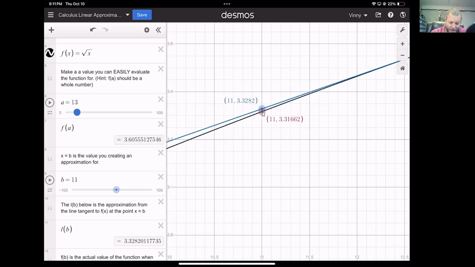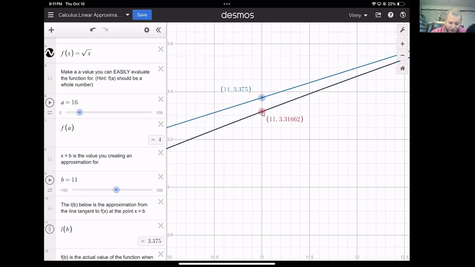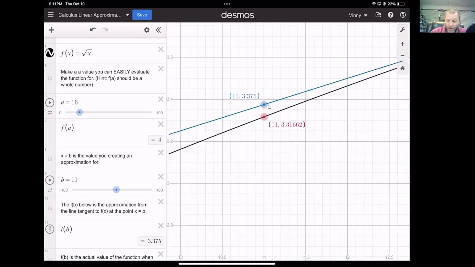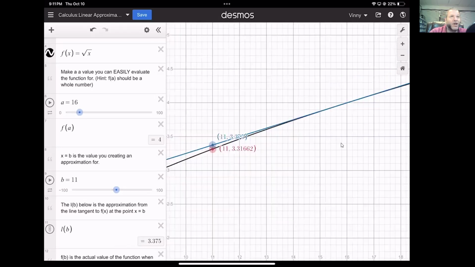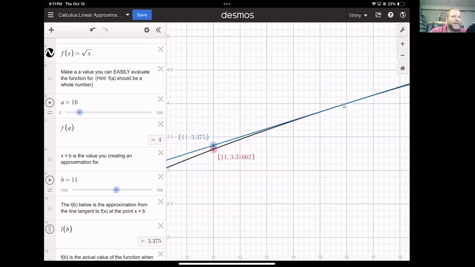If I jump to 16, notice what happens, right? I'm actually on the other side of the function now. I'm over here where 16 is, actually over here, if we're being honest with each other. Over here where 16 is, using that tangent line, there's my value, right? So we're kind of approaching it from the other direction. Still not a bad estimate, but not nearly as good as what we had when we used 9.